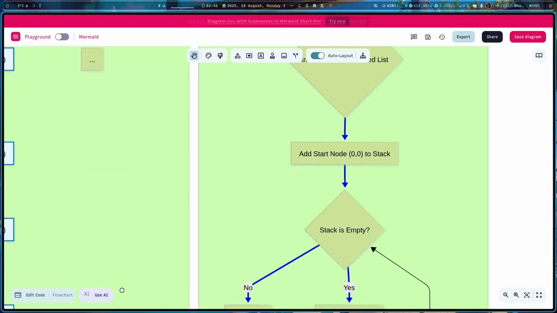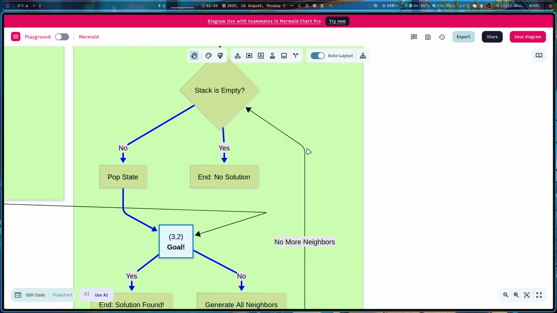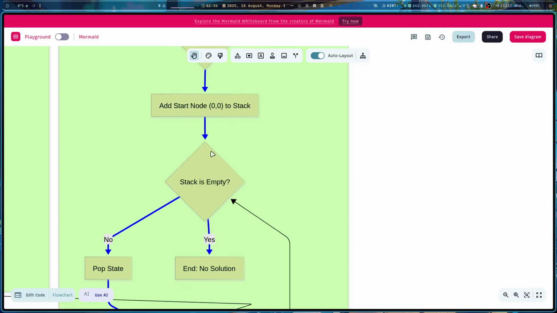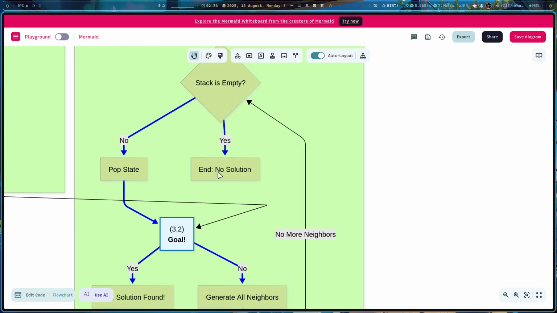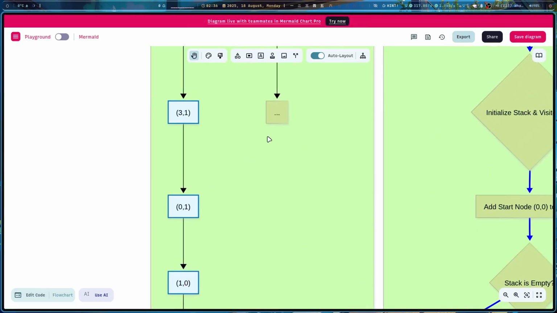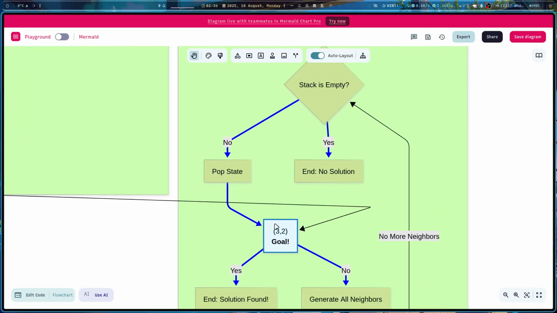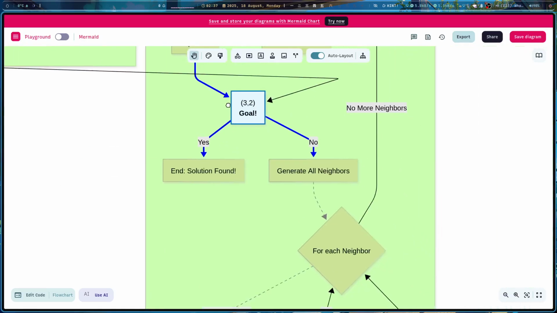Now this is the deepening of the path. How does it even deepen? The point is that first you initialize the state. The 0,0 state is added to the stack. Is the stack empty? The answer is of course no, because there is something. So you pop the state, which is 0,0, and then you keep on exploring. Again, the same mistake is that this whole thing that you see on the left should be here.